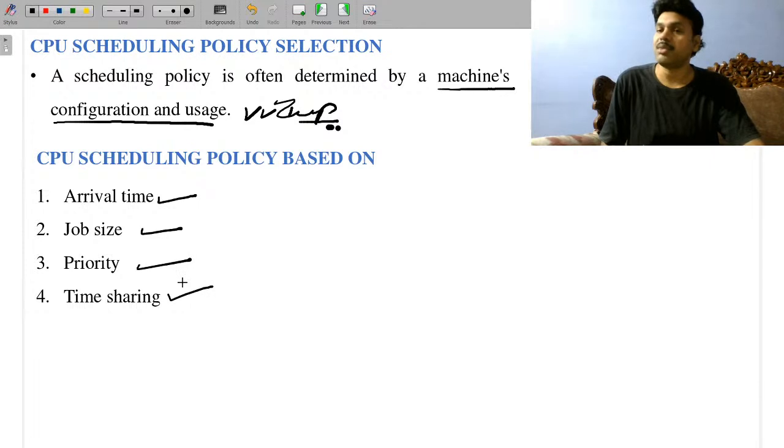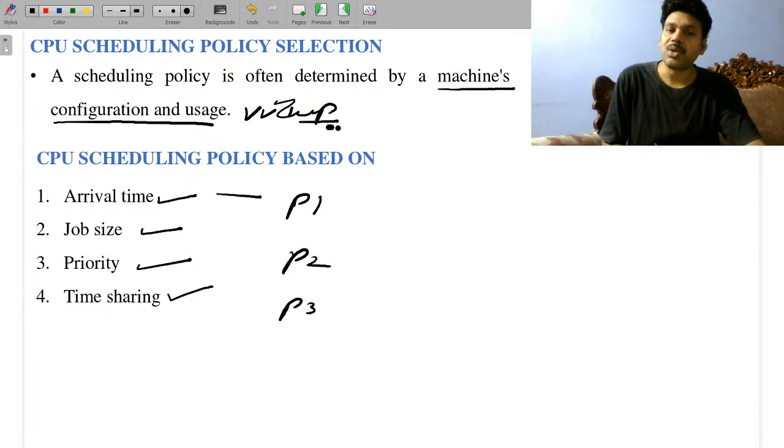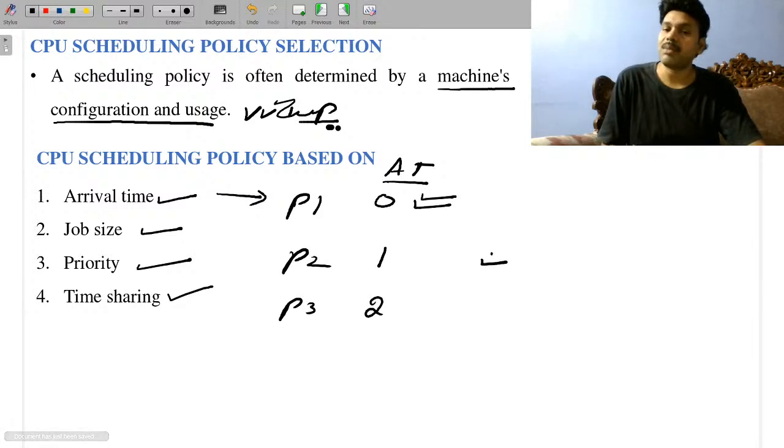It is based on arrival time, job size, priority, and time sharing. Arrival time is nothing but what? For example, among the three processes, I'm talking about arrival time. It came at 0, it came at 1, it came at 2. So which process are we going to assign? P1 will be assigned first, then P2 next, then P3. That's based on arrival time.